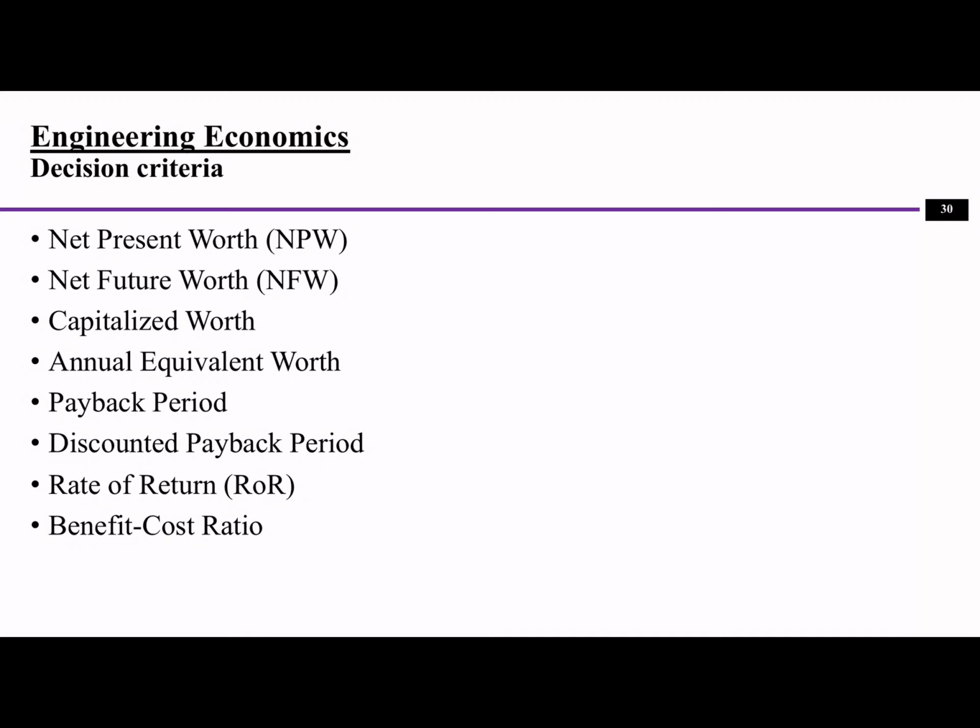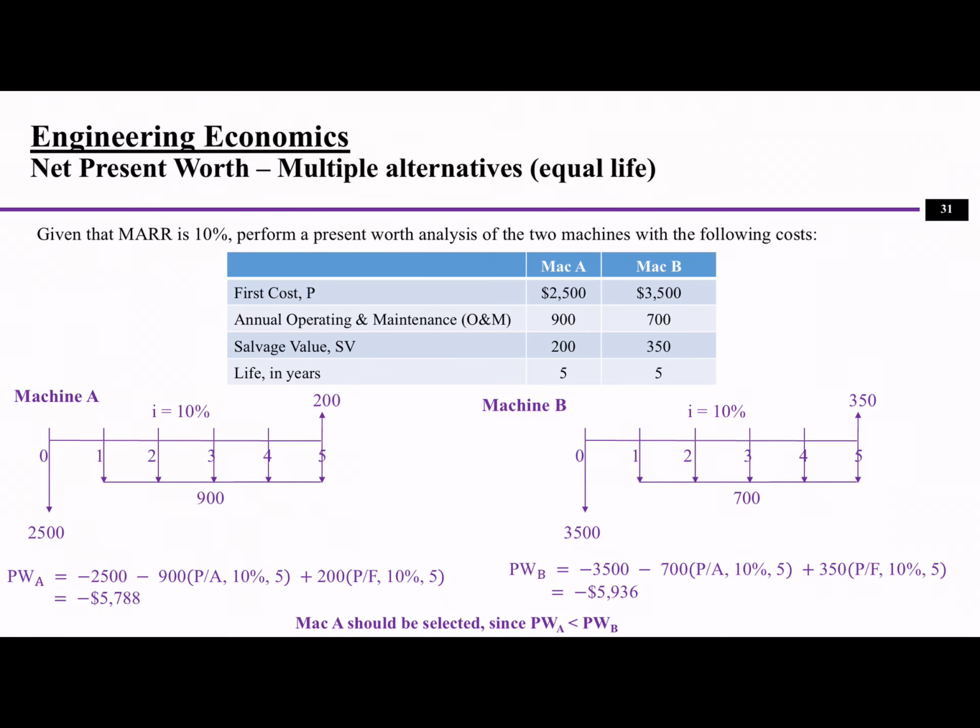All right, for the decision-making criteria to evaluate projects, there are multiple ways. For example, the first is net present worth, net future worth, capitalized worth, annual equivalent worth, payback period, discounted payback period, rate of return, and benefit cost analysis ratio. These are all different decision criteria. In the next few slides, I'm going to talk about each of them, and I'll give you an example of how to solve a problem based on each criterion.